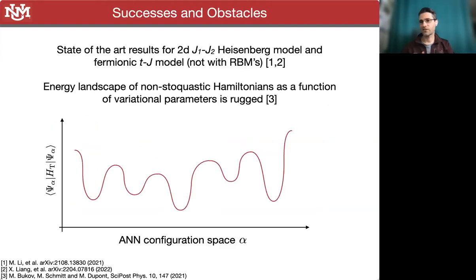So you might ask, how well does this methodology work? You can get state-of-the-art results, for example, for the J1-J2 model and the t-J model, which is a cousin of the Fermi-Hubbard model. In, for example, these two papers, they actually solved the J1-J2 model on a 36 by 36 lattice, and this t-J model on a 12 by 12 lattice. And as far as I know, the results they got were the best in class results.